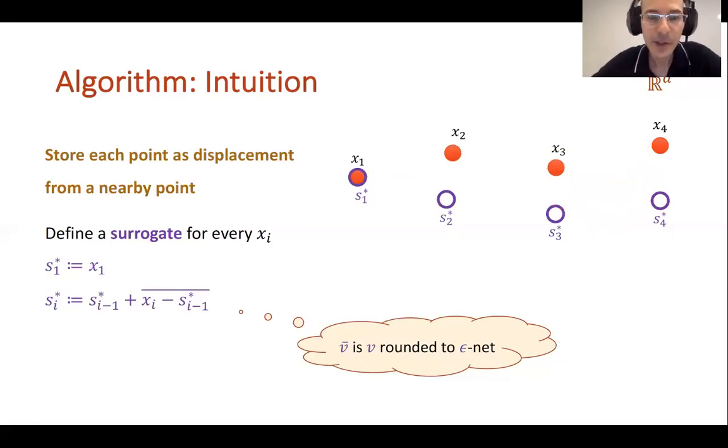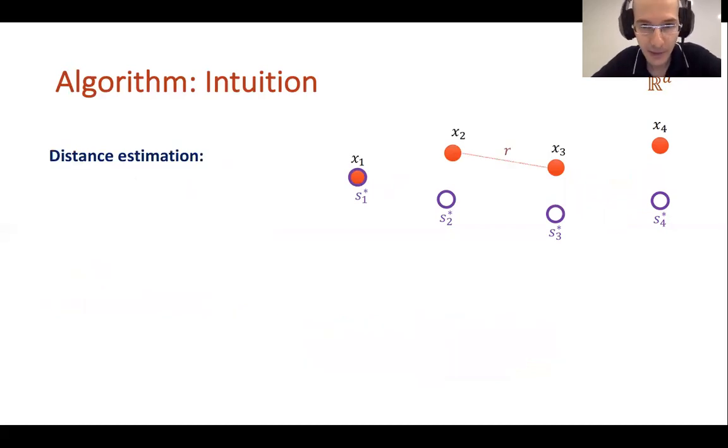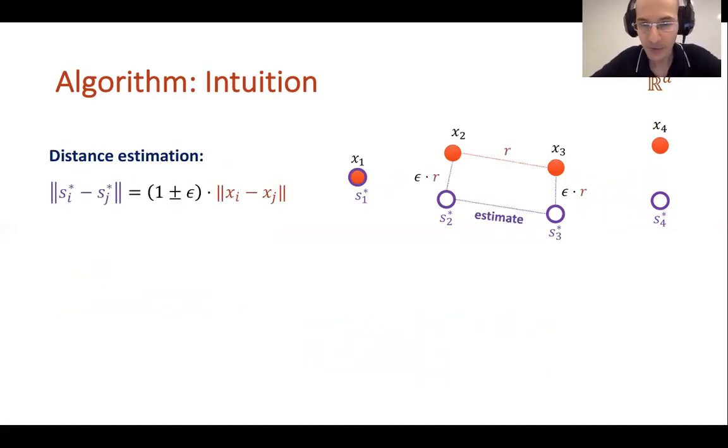So we have a surrogate for each point, and how do we use them to estimate distances? In the obvious way. It's pretty easy to show that the error between each point and its surrogate, I mean the distance between them, is of the order of epsilon times r, where r is the distance that we have here between consecutive points. So if you want the distance from x2 to x3, I'm just going to give you the distance between surrogate 2 and surrogate 3, and this is going to be an accurate estimate.